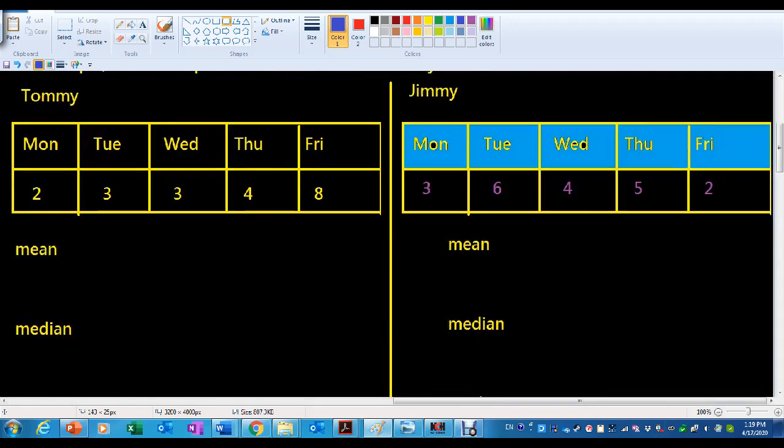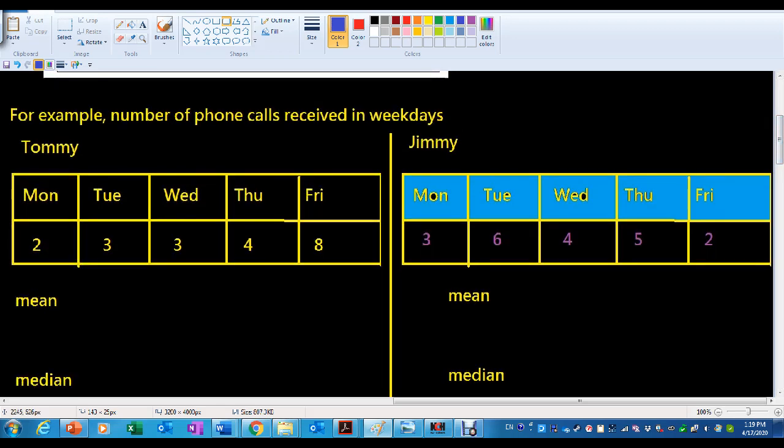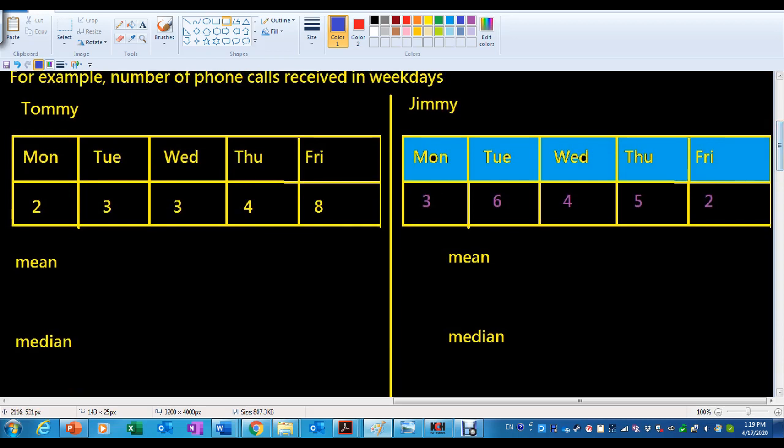Okay, for example, here we got the number of phone calls received in weekdays, for Tommy. Okay, so Tommy receives 2 phone calls on Monday, 3 on Tuesday, and so on, as listed in the table. All right, how could we find the mean?